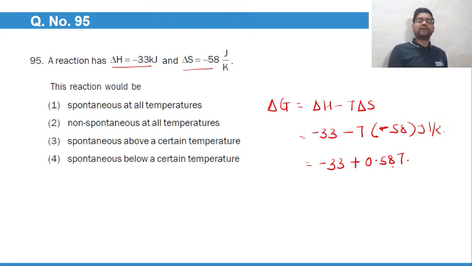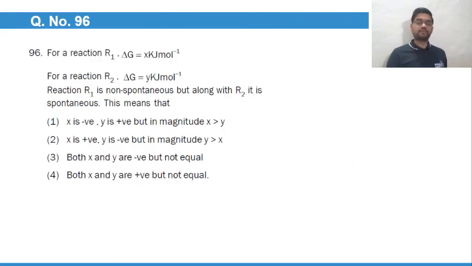So yes, it depends upon temperature, right? If the temperature is very high, delta G will become non-spontaneous. If temperature is low, delta G will become spontaneous. So spontaneous at all temperature, wrong. Non-spontaneous at all temperature, wrong. Spontaneous above a certain temperature, no. It is spontaneous below a certain temperature, and after a certain temperature it will become non-spontaneous. So we'll go with option number 4. So 95, option number 4 will be the best answer.